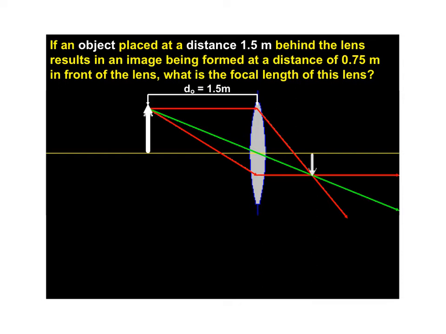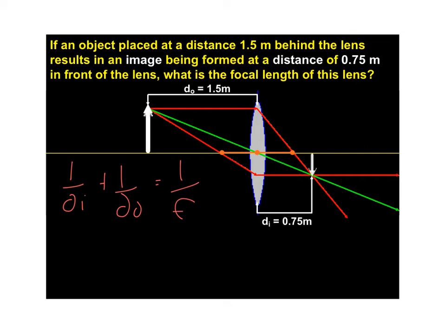I'm also told that my image shows up on the other side. That means that I have a real image. Remember, if you took notes on the last page, when you have a real image, we consider that distance to be positive. So we have our do and our di, meaning we can now solve for our focal length. I'm simply going to start with my equation, 1 over di plus 1 over do equals 1 over f. Then we substitute in what we know: 1 over 0.75 meters, plus 1 over 1.5 meters, is equivalent to 1 over f.